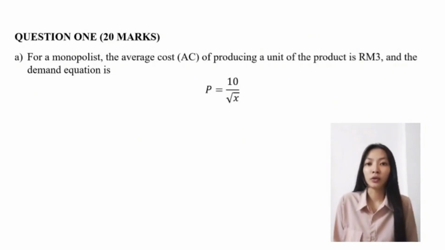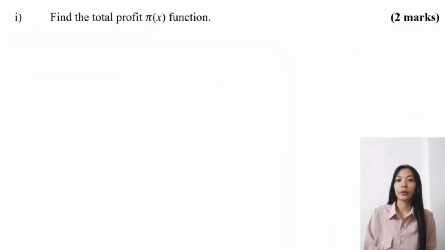Today I'm gonna talk about the solution for question 1A. For a monopolist, the average cost AC of producing a unique product is RM3 and the demand equation is P equal to 10 over square root X. Question 1. Find the total profit as a function of X.